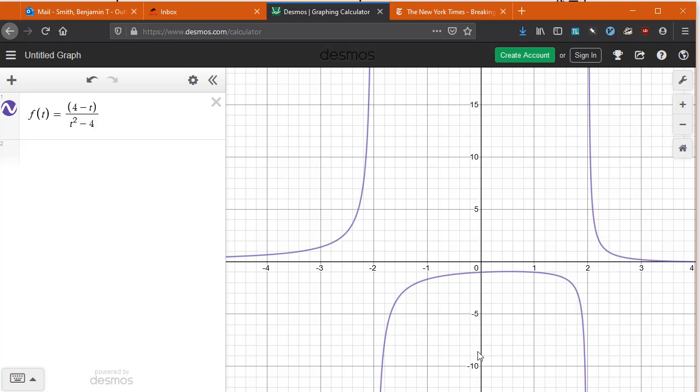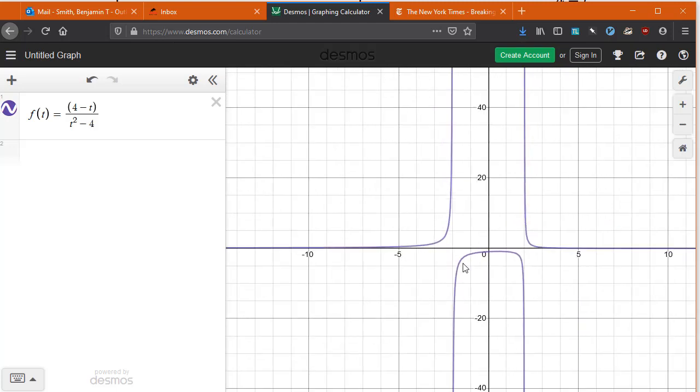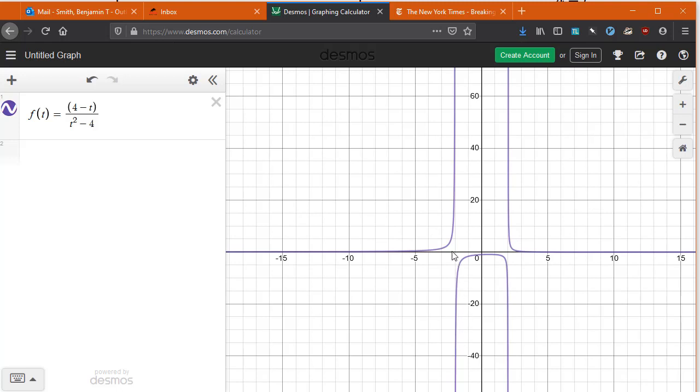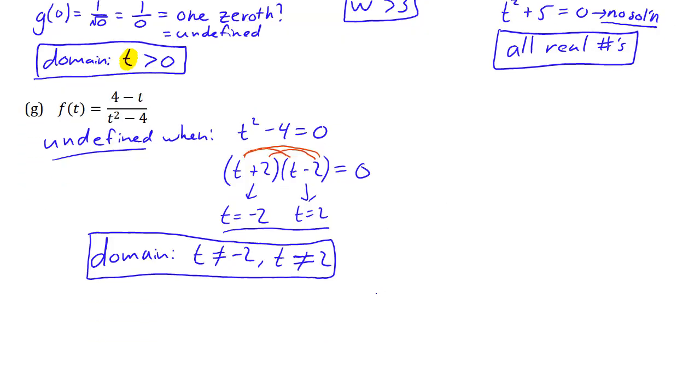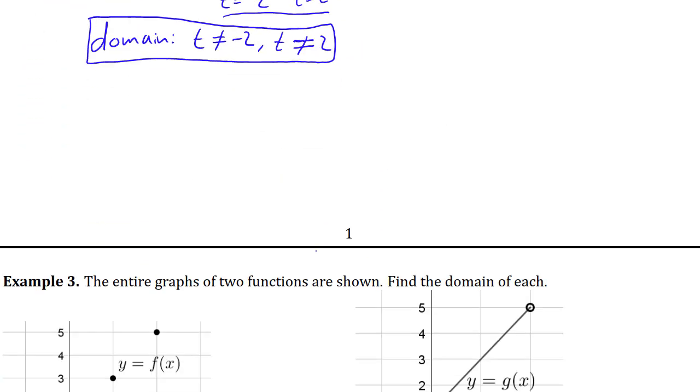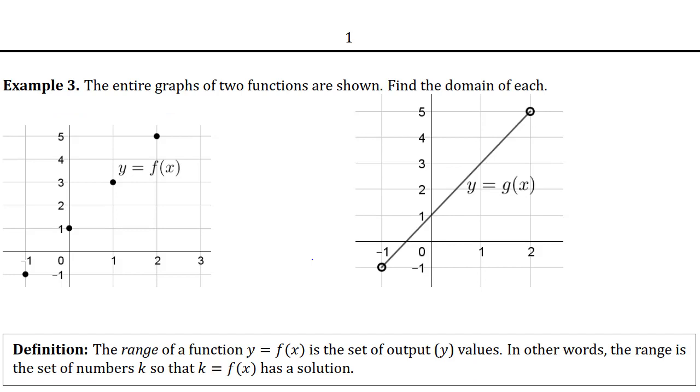Anything between negative 2 and 2 gives you a y coordinate as a result. But if you try to plug in t equals negative 2 or t equals 2, there's no y coordinate there. The graph gets really close to those values of t, but you can't actually have a point where t is equal to 2 or negative 2. So that verifies that. Okay, let's look at example 3 here to finish this video off.